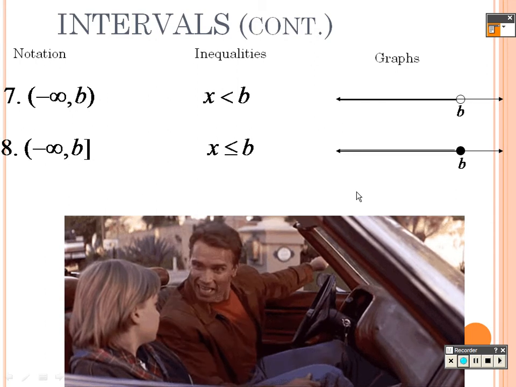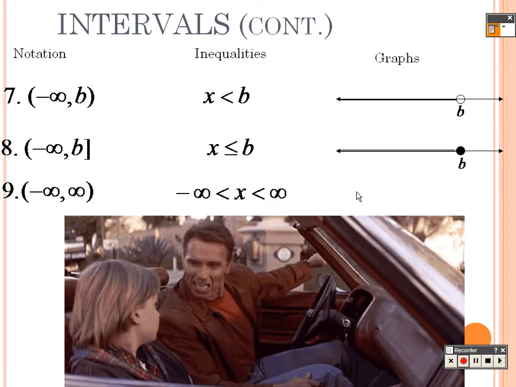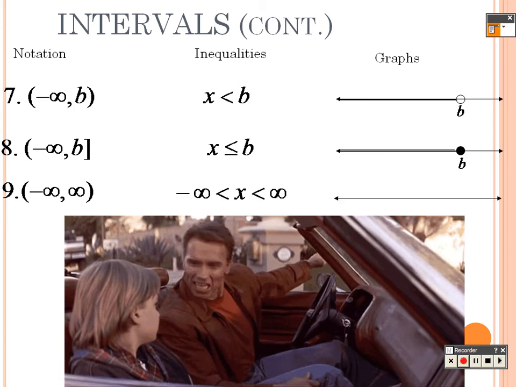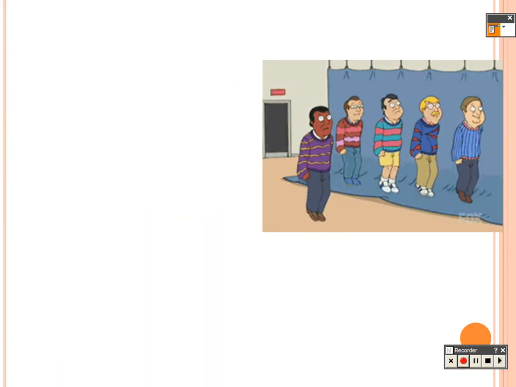And 9, this is just saying that it goes from negative infinity to infinity, which means all real numbers. Basically, the whole line should be shaded in.